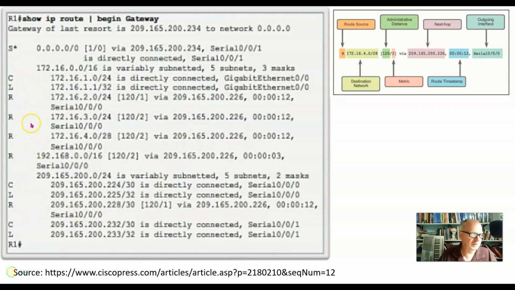I said I would talk about L's. Yeah, the L right here. This is new as of version iOS 15, if I'm not mistaken. And what it shows here, you'll find something quite interesting if you look very carefully at this. This directly connected network is a /24 network. However, this L, you'll notice, is a /32, and it has a specific address on it.